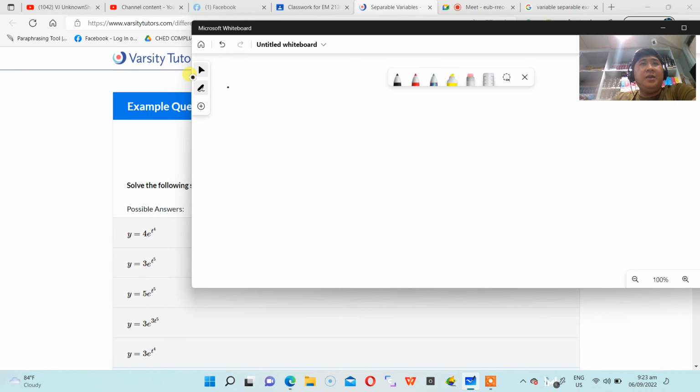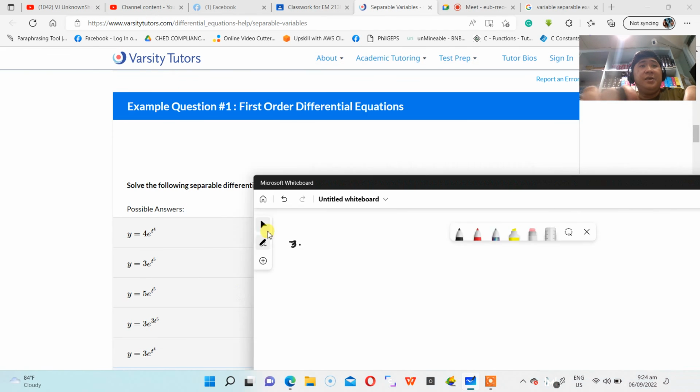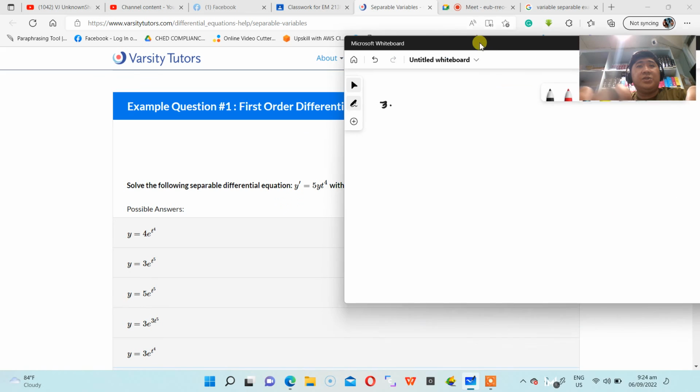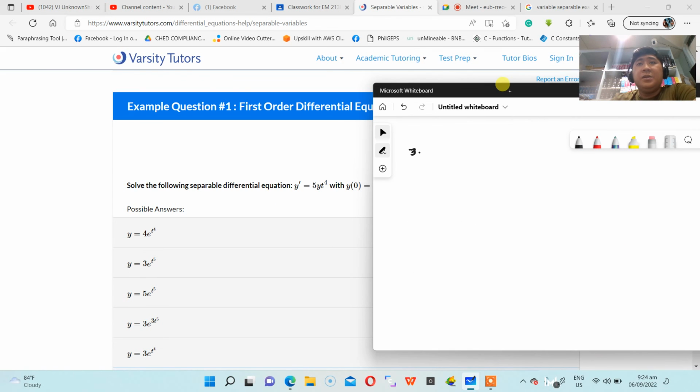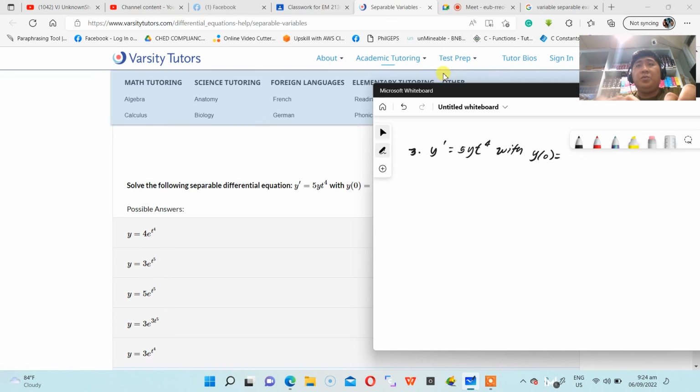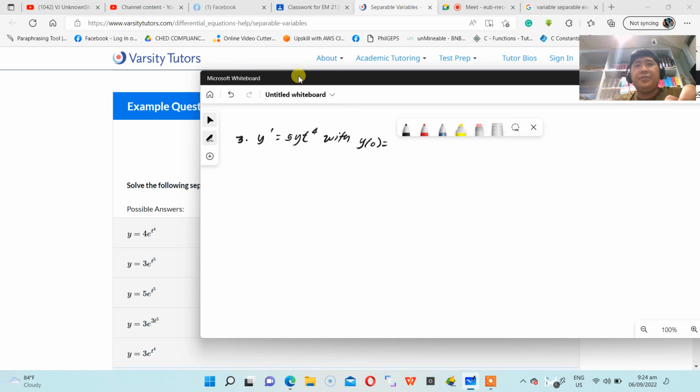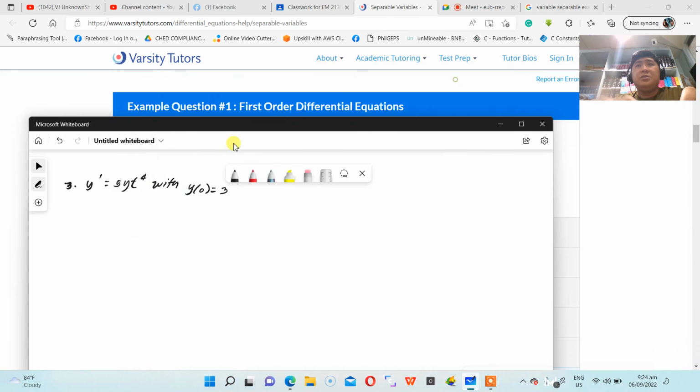So for number three, the question is to solve the given differential equation y prime equals 5y t raised to the power 4 with an initial value of y(0) equal to 3. So let's zoom in on this one.